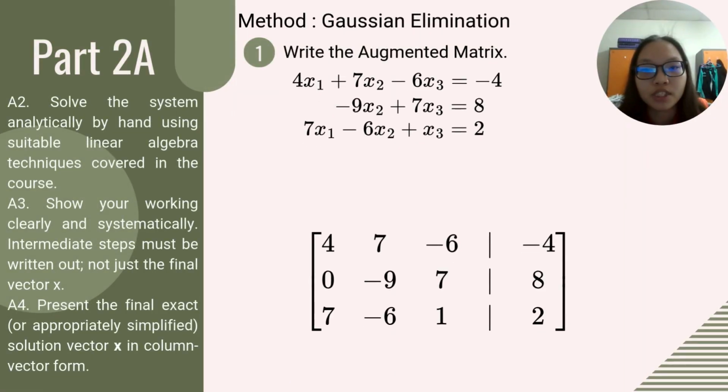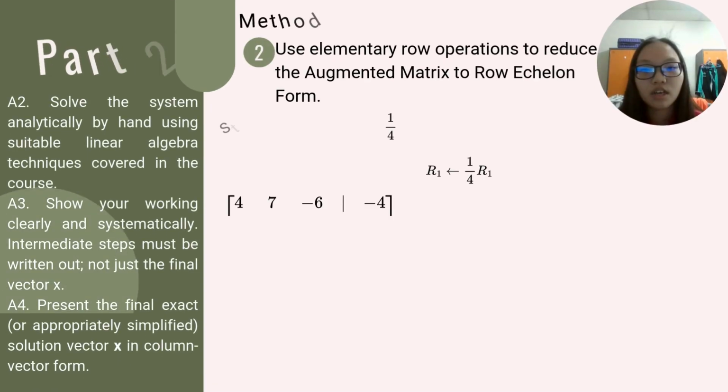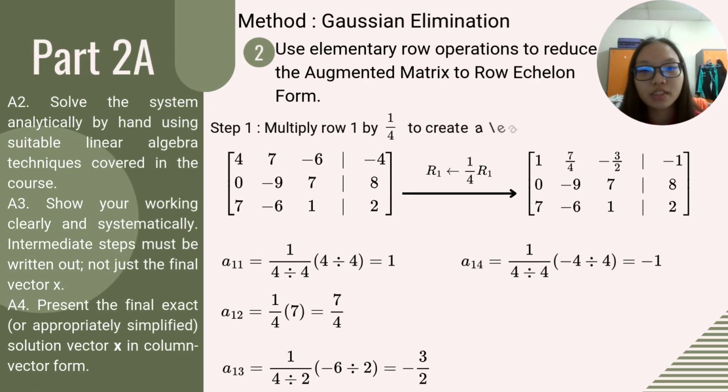After writing the 3 linear equations, next I will use the Gaussian elimination method to find the unknowns S1, S2, S3 in vector form. The first step is to write the augmented matrix. After changing to the augmented matrix, next use elementary row operations to reduce it to row echelon form. Step 1 is to create the leading one: change row 1 by 1 over 4 times row 1. The left side is the augmented matrix before the change, and the right side is the answer after changing row 1.